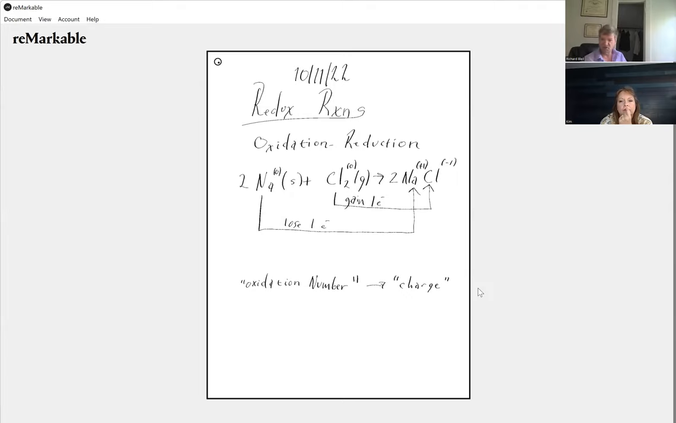Electrons cannot come from nowhere. They cannot go to nowhere. Every time you gain or lose an electron, that has to come from or go to somewhere else.